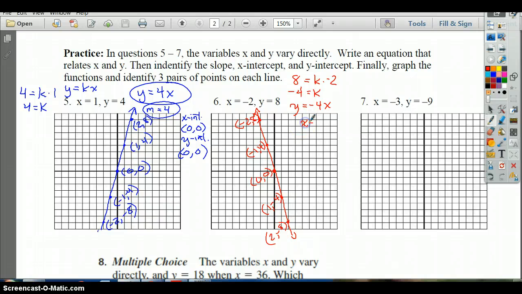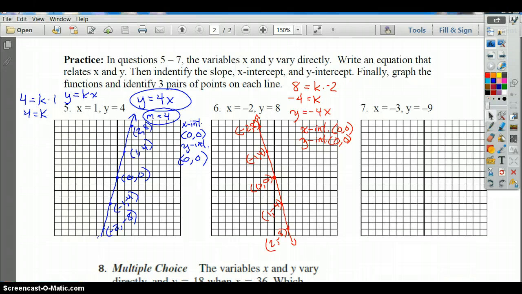X-intercept and y-intercept. Both are 0, 0. Okay, so there you go for that. All right, so as we were talking here, we got our slope. Slope m is negative 4. And here are my intercepts.